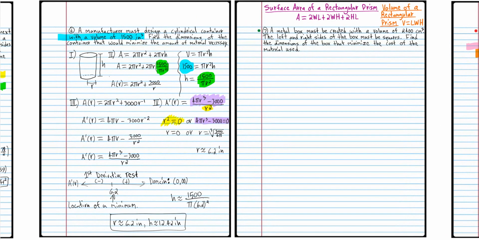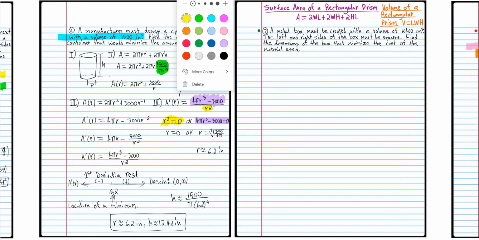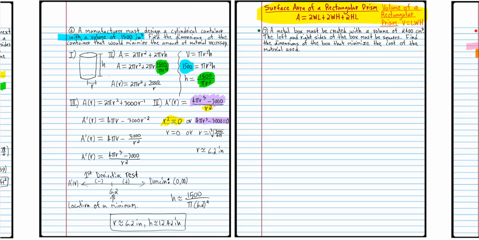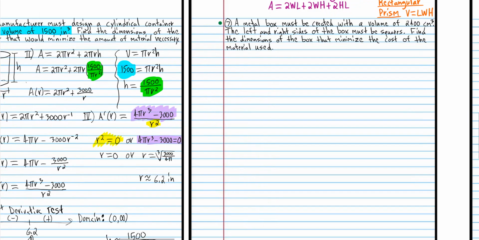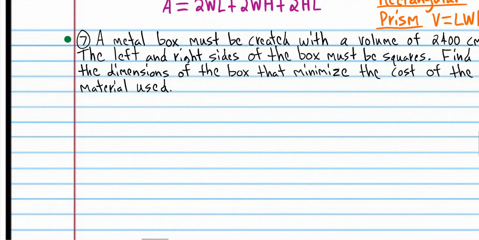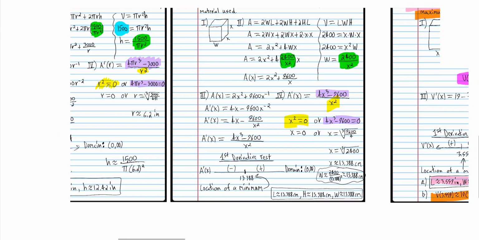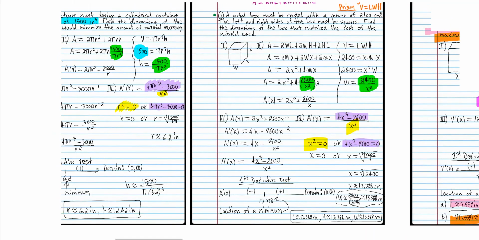Also, you see up here we have our formulas. So you have the formula of the surface area of a rectangular prism and the formula for the volume of a rectangular prism. So try number 7. When you come back, we'll do it together. Okay, we're back. If you got that right, very good.